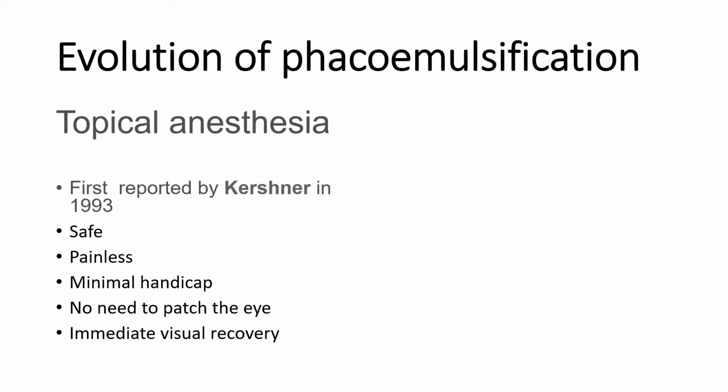When it comes to the evolution of phacoemulsification, one major effect is the use of topical anesthesia. This was first reported by Kirshner in 1993, and it has really changed the perception of a patient undergoing cataract surgery.